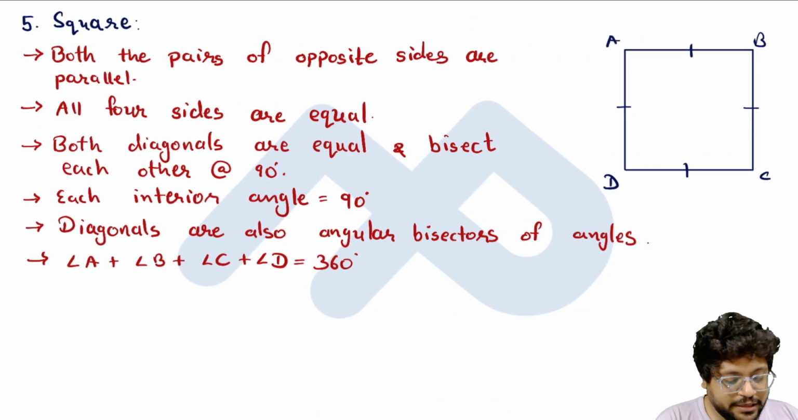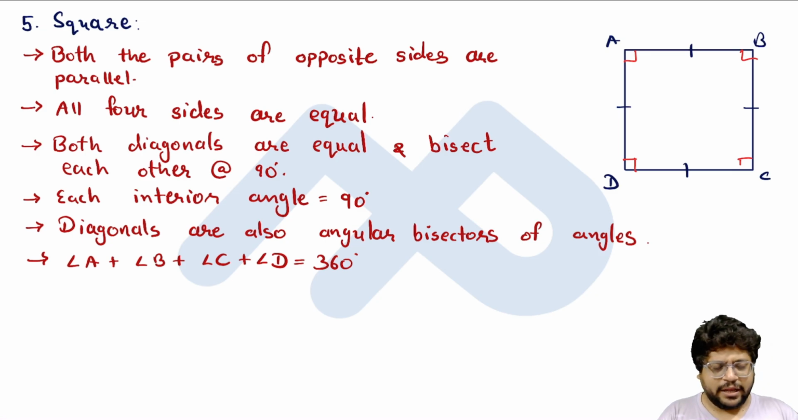Fifth one, that is a square. Square is a regular polygon and a regular quadrilateral. I mean, regular quadrilateral means a quadrilateral whose all interior angles are equal as well as all sides are also equal. So same like the rhombus, it has all sides equal, but moreover its all interior angles are also equal. So you can say that it has the combination of the properties of rhombus as well as rectangle.